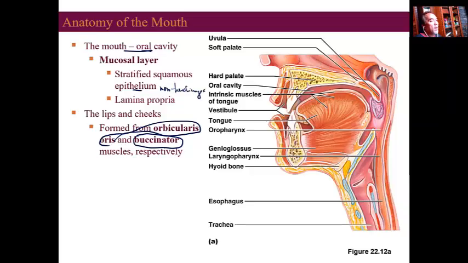And remember, you have epithelium, you have lamina propria. Within this area of the mouth, we have teeth. The purpose of teeth is to help in the digestive process. They are attached onto the maxillary bone and also the mandibular bone.